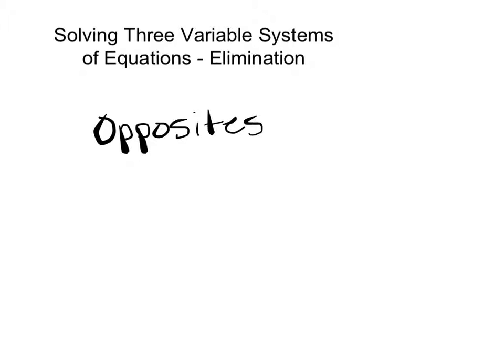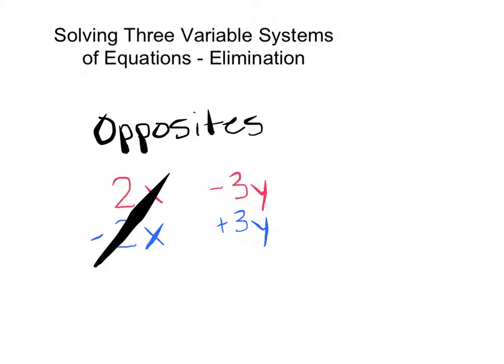So what did I mean by opposites? Let's say we had 2x. What would the opposite of 2x be? Negative 2x. That way they would cancel each other out. Another example, what if we had negative 3y? Well, we would want the opposite of that, which is positive 3y.